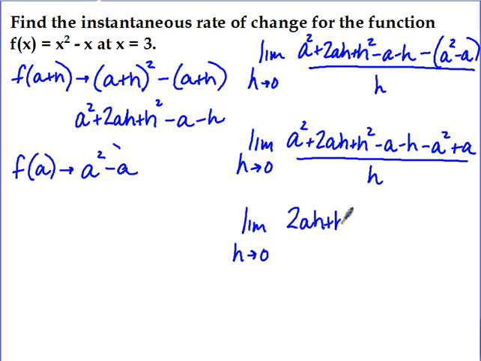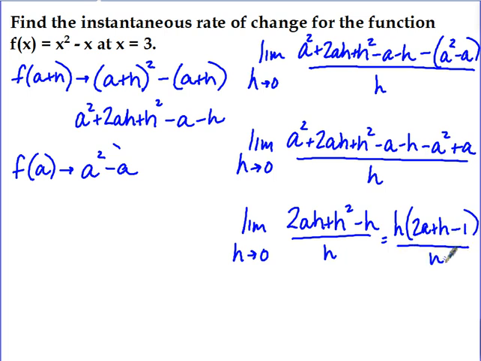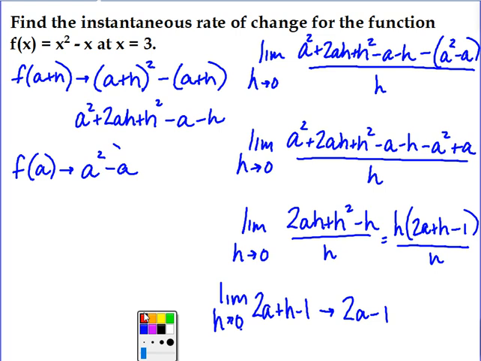And again, something has to cancel somewhere. So if I factor an h out of my numerator, now I can see those h's are going to cancel. So I'm left with the limit as h approaches 0 of 2a plus h minus 1. So now I'm plugging 0 in for h, so I'm left with 2a minus 1. And now my last step here is that they're asking for when x equals 3. So I'm going to plug that in here for a. So 2 times 3 minus 1 gives me 5.